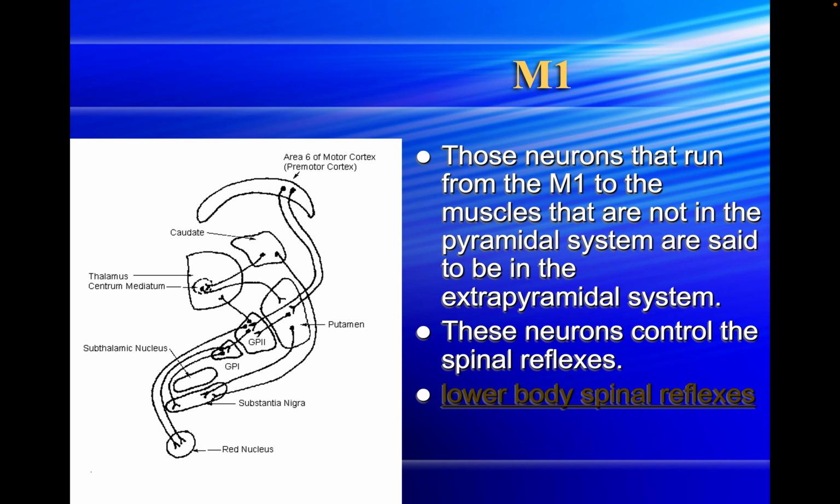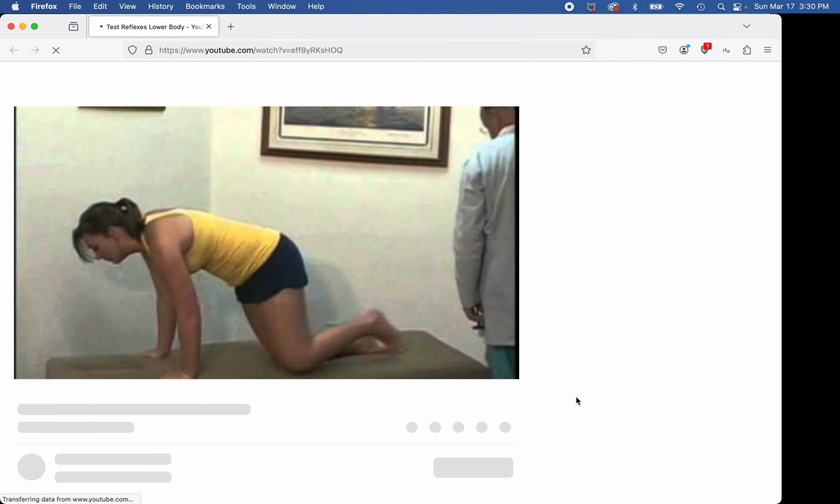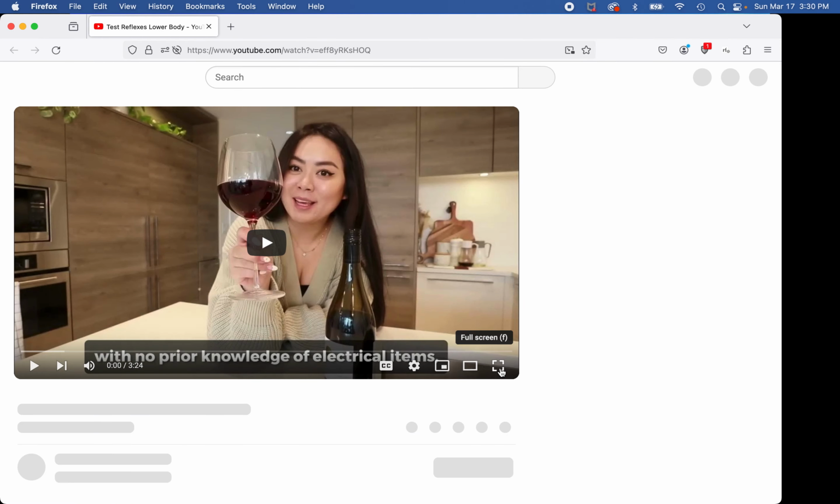Those neurons that run from the M1 to the muscles that are not in the pyramidal system are said to be in the extrapyramidal system. These neurons control the spinal reflexes. And we're going to look at the spinal reflexes right now.